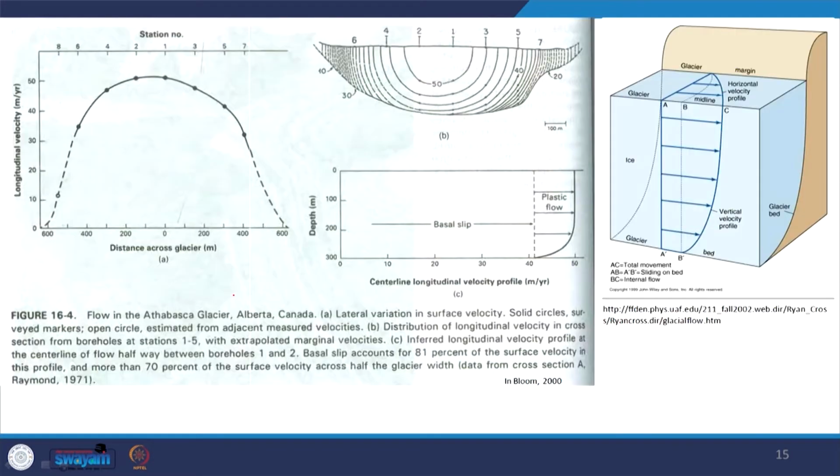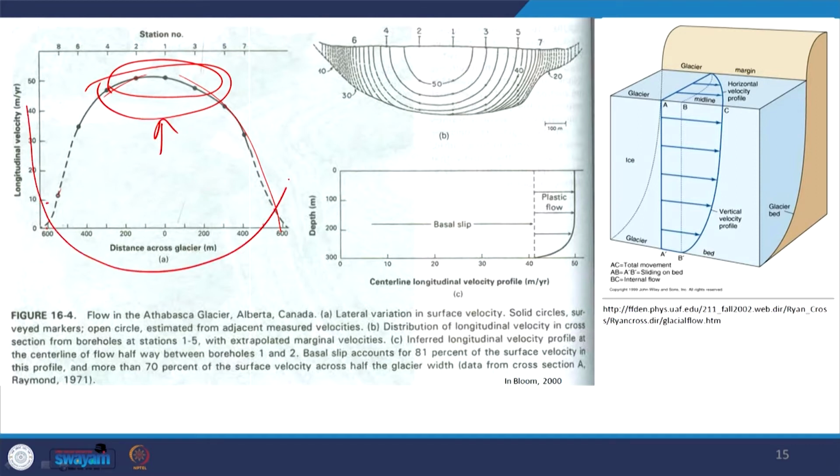Now here if you see, these figures are given representing the surface velocity as well as the internal velocity of this glacier. Here this is the surface velocity, and if you see at the surface, the middle part of this glacier is moving at a higher velocity as compared to the valley side. So this is the valley, and at this valley, due to dragging effect, this velocity decreases, but at this middle part, the velocity is more.